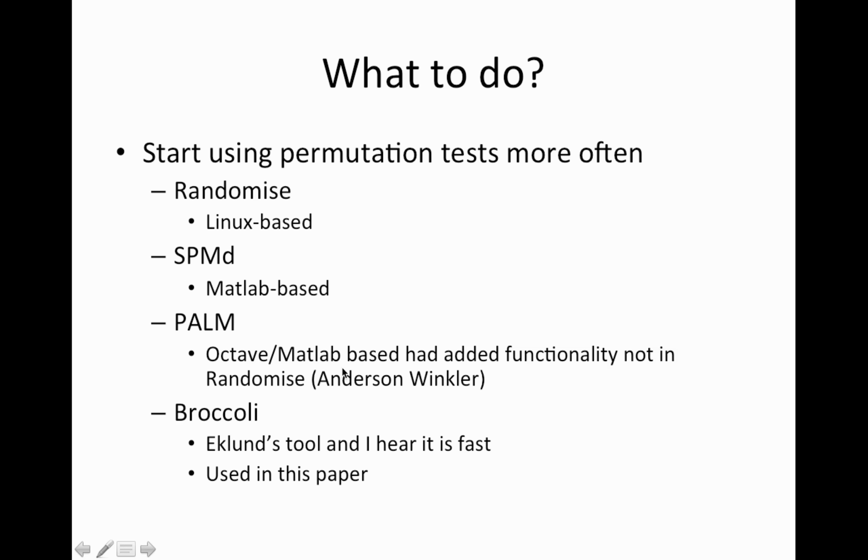PALM is Octave/MATLAB based, and it has lots of extra bells and whistles compared to Randomise. This was developed by Anderson Winkler, so if you've read any of his papers, he does a lot with twin data, so this has a lot of these. A big part of PALM is to deal with that. And then BROCCOLI, which was developed by the first author of this paper, Eklund, and I hear it's very fast. They explain it's fast in the paper as well. It's much faster than Randomise, and it's what was used in this paper.